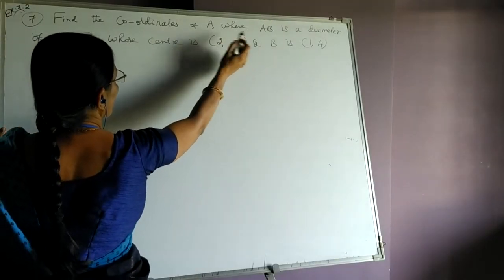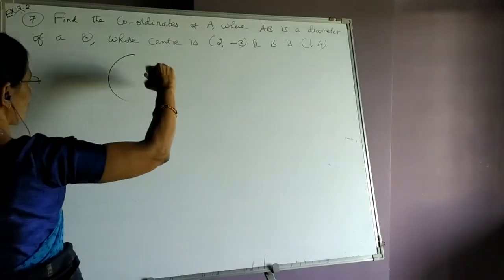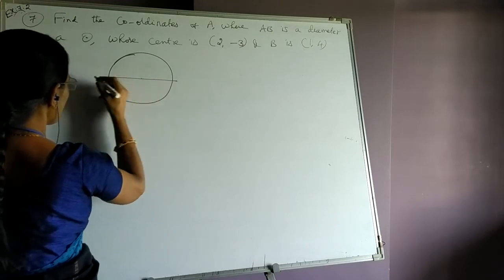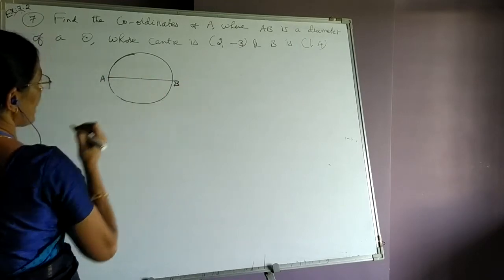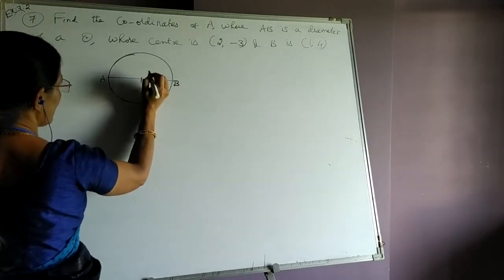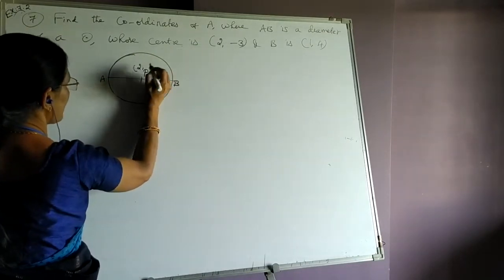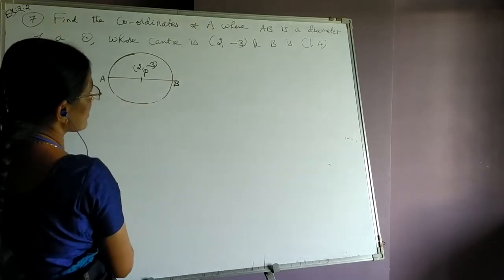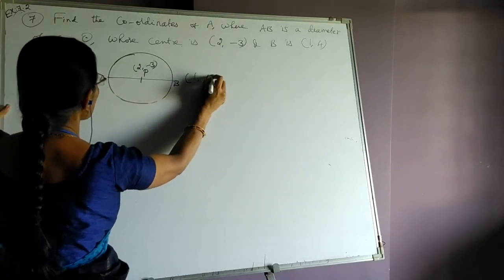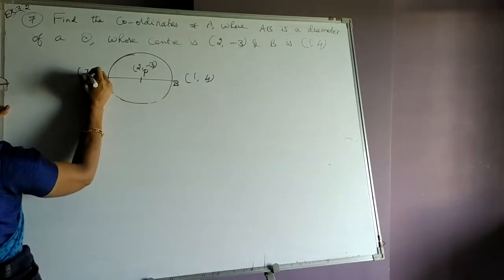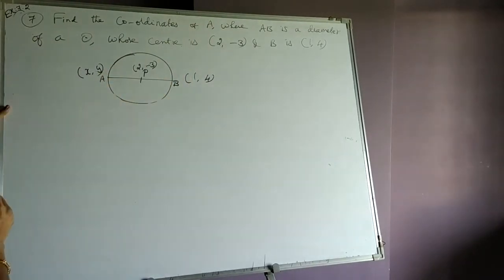Find the coordinates of A, where AB is the diameter of a circle. We know what is the diameter of a circle, which passes through the center. So AB is a diameter. I take the center as P, whose center is 2, minus 3. So center I have marked as 2, minus 3. B is 1, 4. The question is find the coordinates of A. So this A point I have taken as x1.